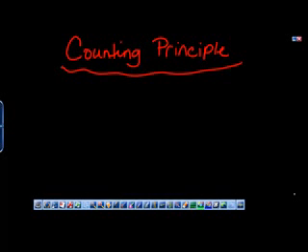Okay, we're going to look at something called the counting principle. With the counting principle, we're going to be able to tell how many potential options there are for each situation. Let's take a look at an example.